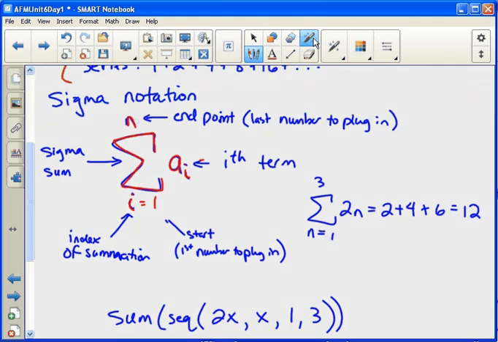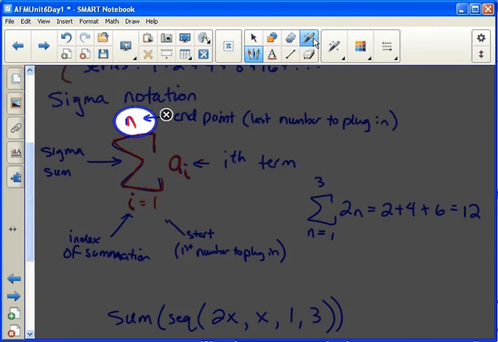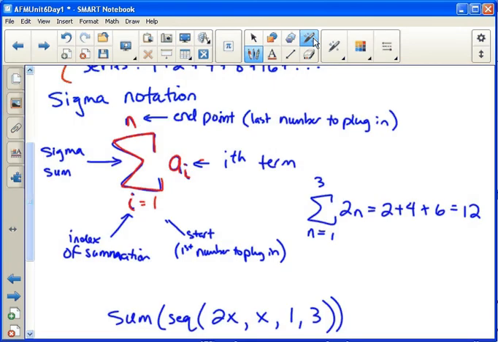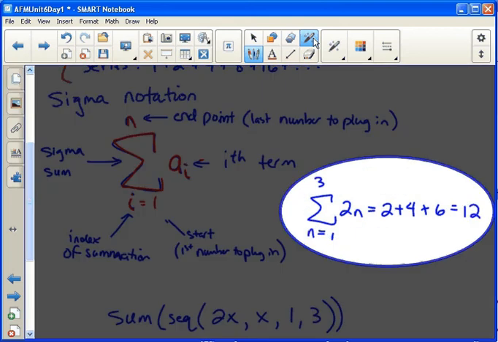I know this page is busy, so I hope this will help you focus a little bit. This one goes from 1 to 3, and the equation is 2n. The fact that it says n equals 1 tells me I'm going to be plugging my numbers into the letter n. So I first plug in 1. 2 times 1 is 2. That gives me that part right there.